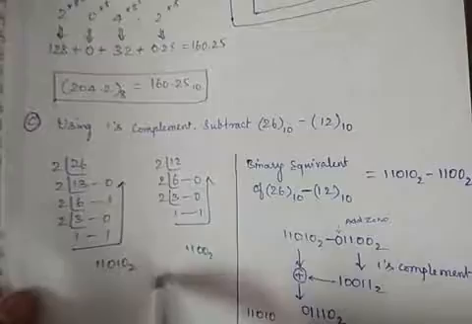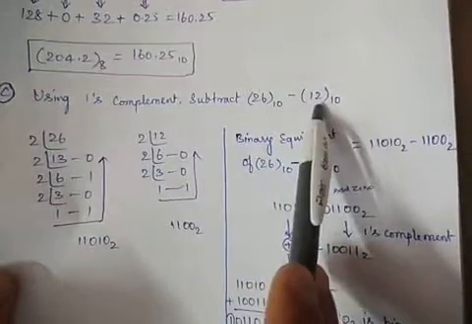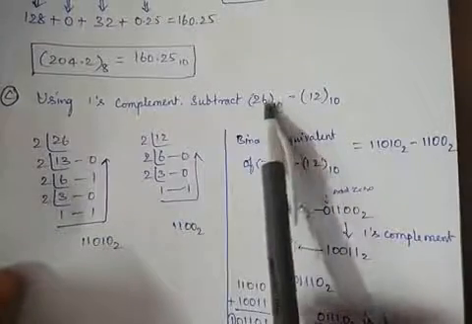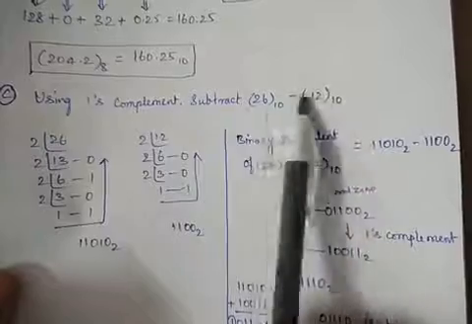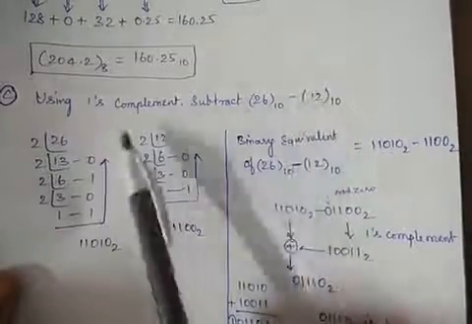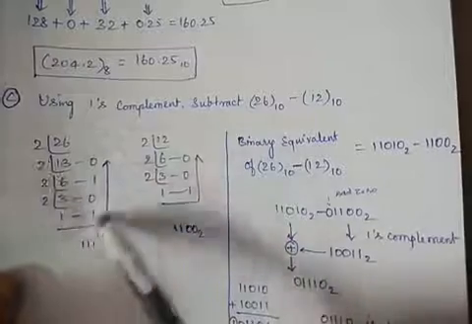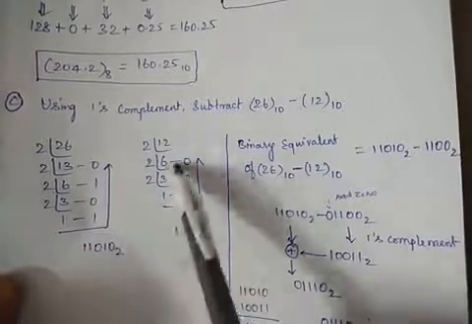So we'll see the 2C problem. It is a ones complement based binary subtraction. See, subtract 26 minus 12. I think we discussed this already. Anyhow, we'll see. First we need to convert these decimal numbers into binary numbers. So 26, I am dividing by 2 to get the binary equivalent, that is 11010.